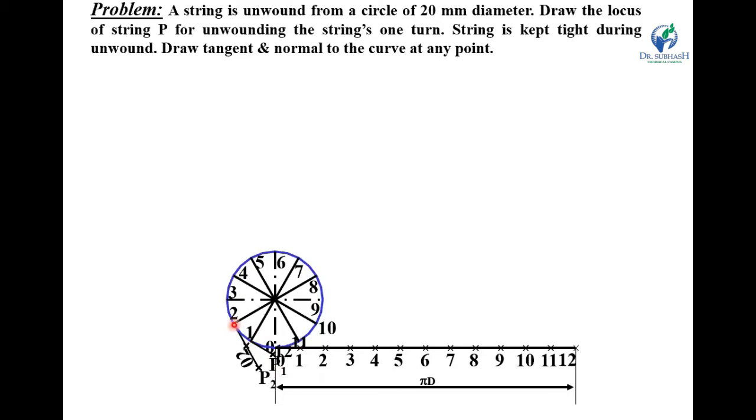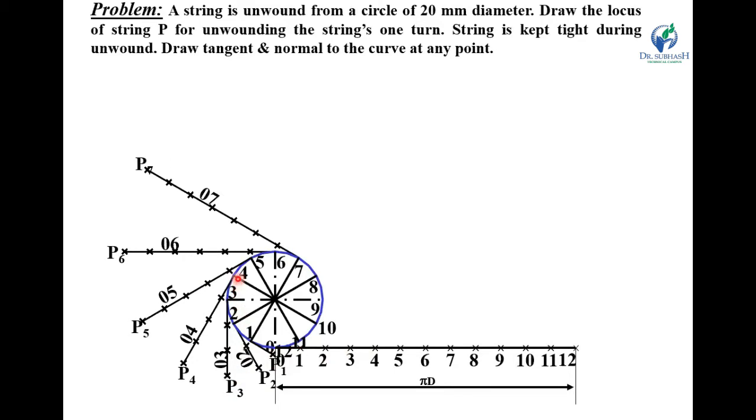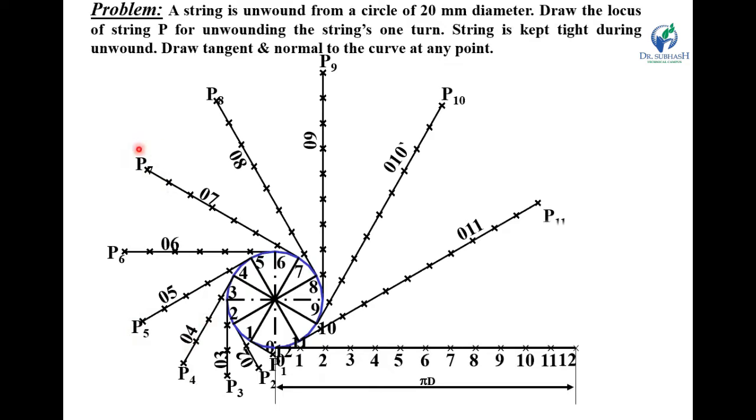Now similarly, draw a tangent from point 2, and now with 2 as the center and radius equal to 2 parts, that means 0, 2, draw an arc, you will get the point P2. Similarly, from point 3, you will get the point P3, and from all the points you will get the points P4, P5, P6, P7, P8, P9, P10, P11 and P12. Now we have to join all these points P1 to P12 by a smooth curve.